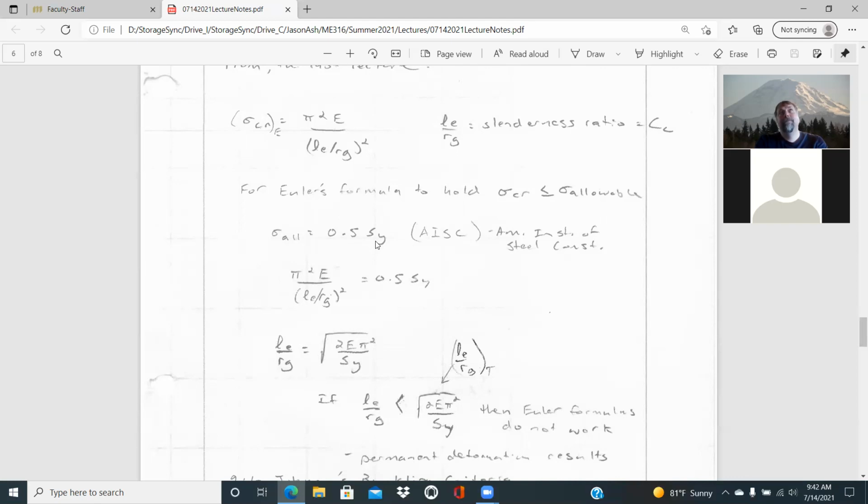And so once the sigma critical goes greater than half the yield strength, then you start getting into more of a short, stubby beam, less likely to fail by buckling, and the yield strength becomes a concern. And so if we take that AISC criteria into account and plug that in, we have pi squared times E over the slenderness ratio squared is equal to 0.5 times the yield strength.